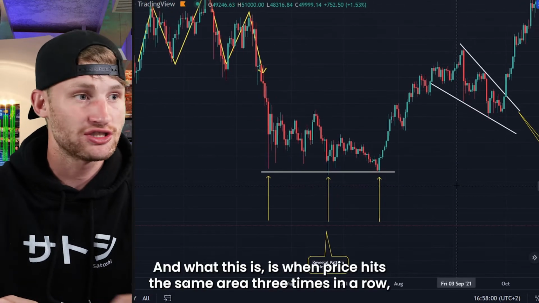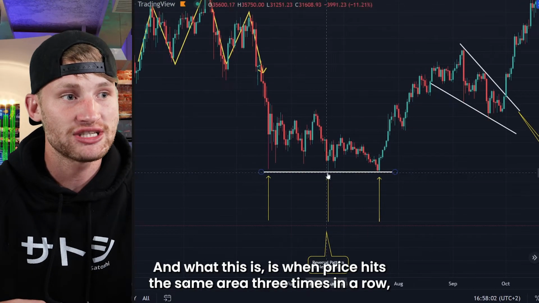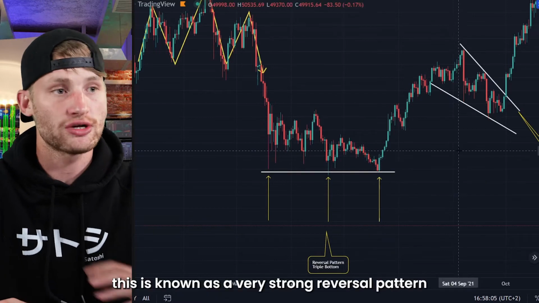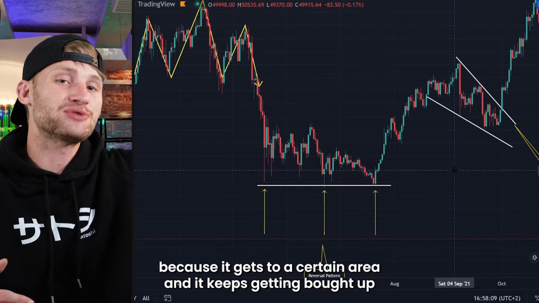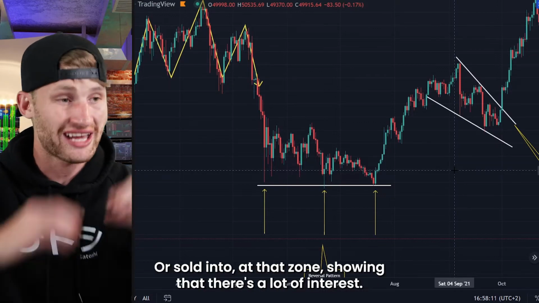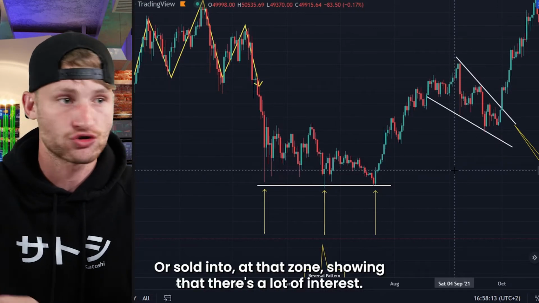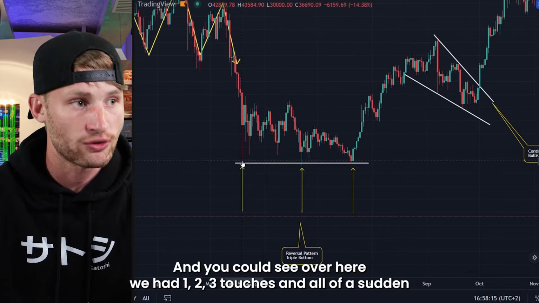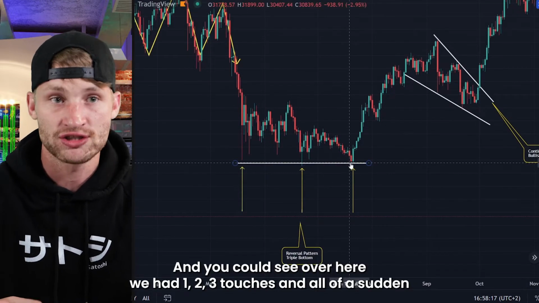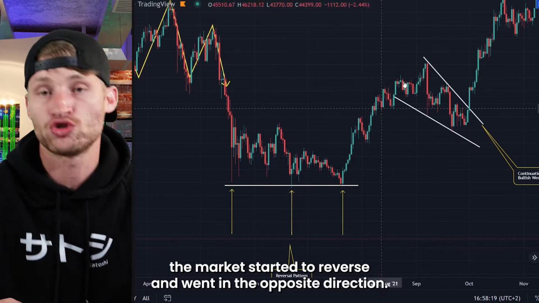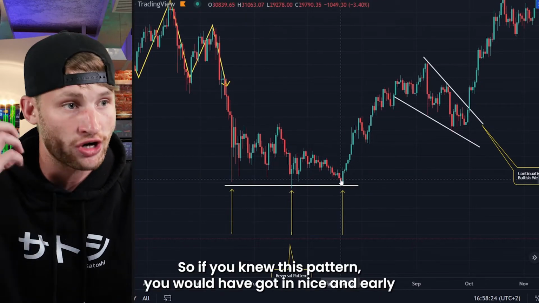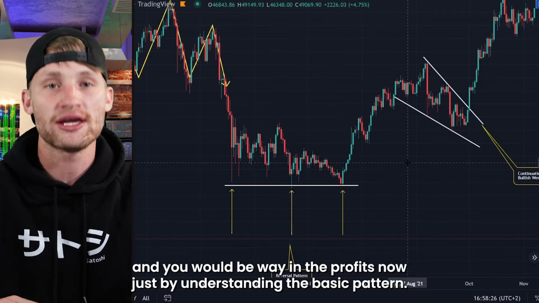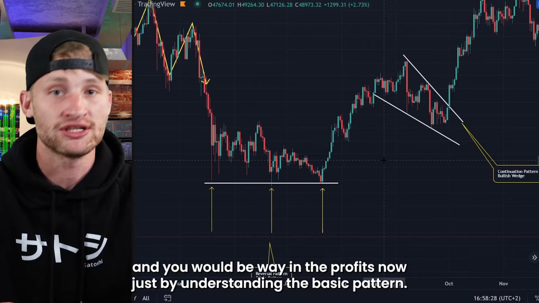This is when price hits the same area 3 times in a row. It's known as a very strong reversal pattern because it gets to a certain area and keeps getting bought up or sold into at that zone, showing that there's a lot of interest. You could see over here, we had 1, 2, 3 touches, and all of a sudden the market started to reverse and went in the opposite direction. So if you knew this pattern, you would have got in nice and early and you would be way in the profits now just by understanding the basic pattern.